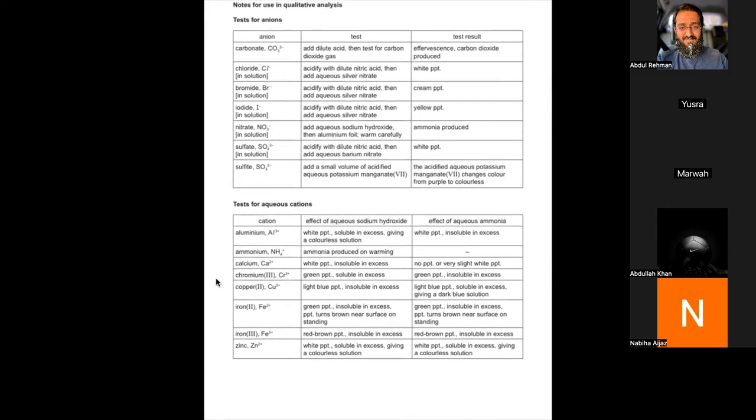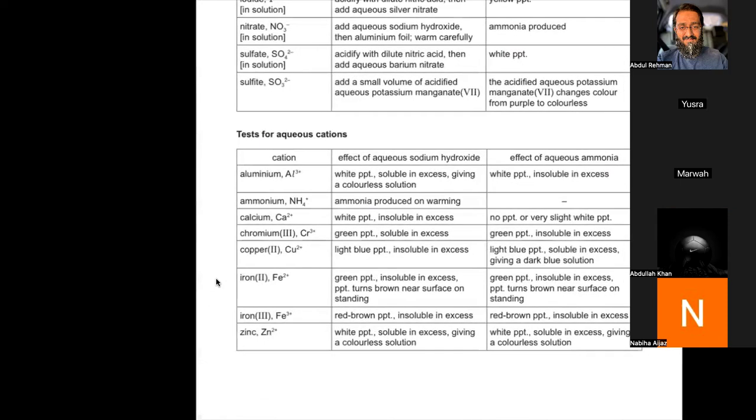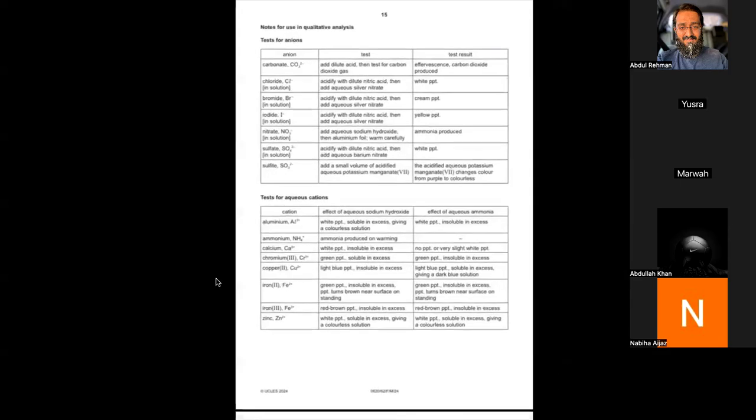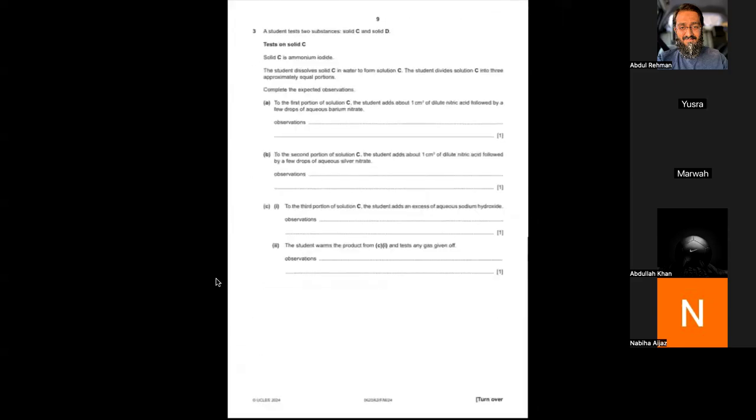As I have told you, they provide you this. So see, effect of sodium hydroxide on calcium ion: white precipitate, insoluble in excess. So what I'm going to write: I'm going to add aqueous sodium hydroxide, right? And then I'm going to get a white precipitate if calcium is there. And when I add more aqueous sodium hydroxide, the white precipitate remains insoluble.